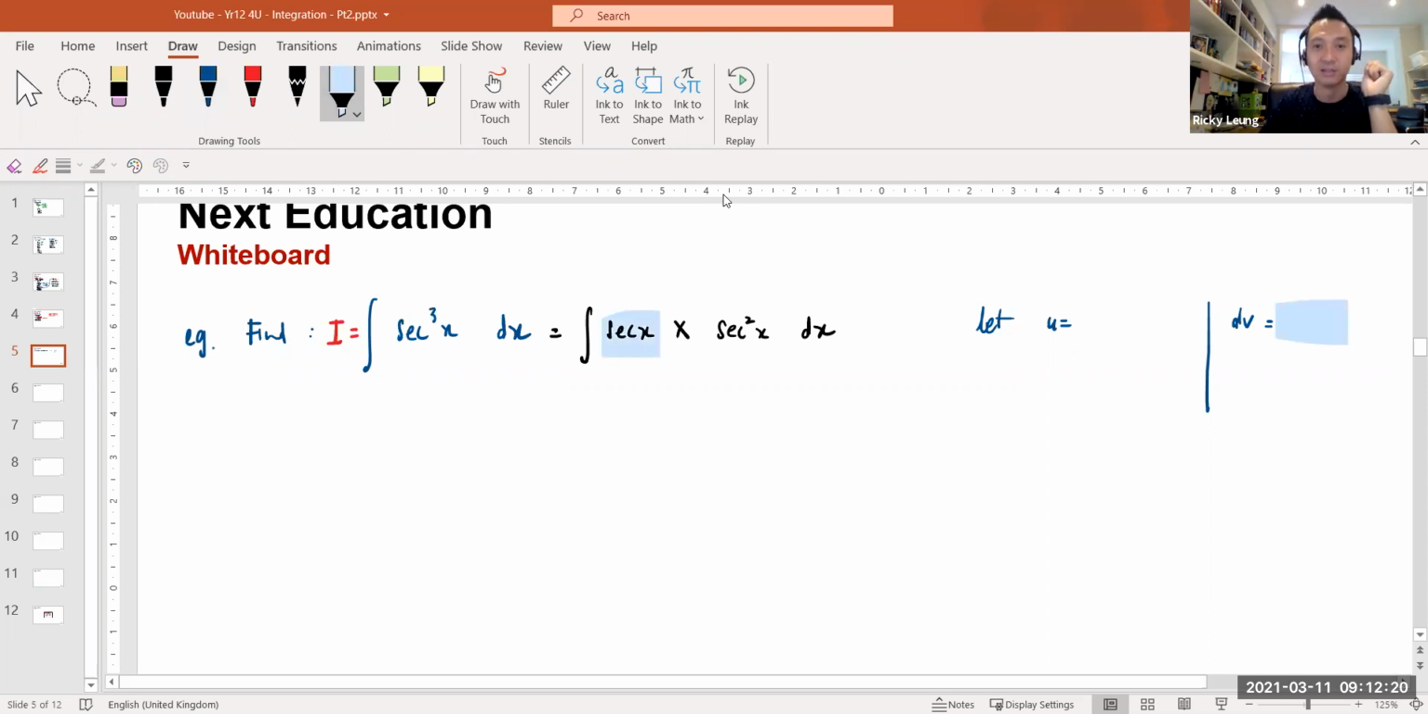Am I going to put sec or sec squared? Because they're both in the integrand, right? Well, the simple answer is I'm going to put sec squared because it's easier to integrate. The integral of sec squared is tan. So this one here, my decision has been made for me.